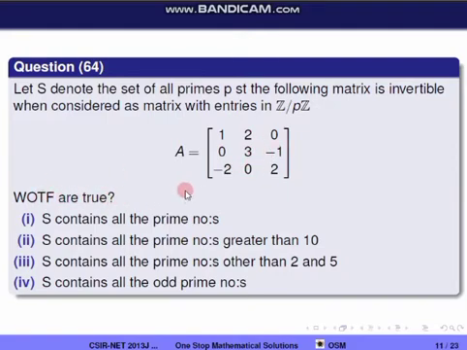So we have given a matrix here. Based on this, the set is defined. The set contains all primes such that the matrix is invertible whenever the entries are coming from Z/pZ. Then we have to find which of the following options correctly state the elements of S. So we'll move on to the question now.